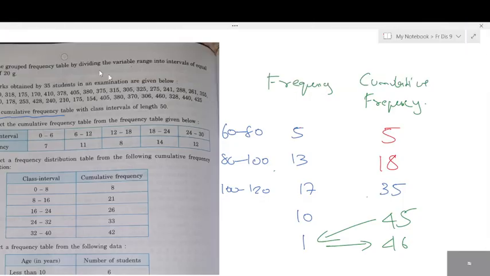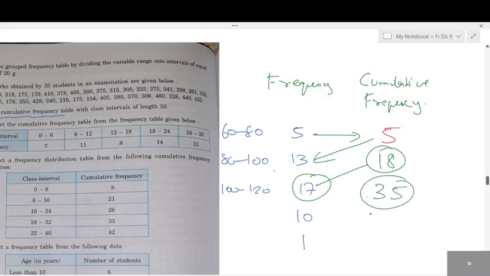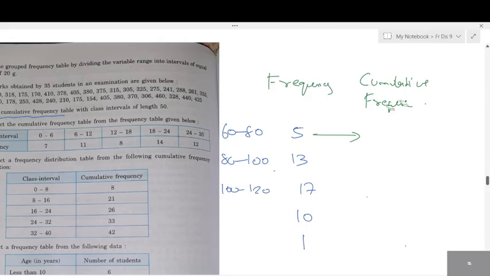Right? So instead of adding everything, I'll teach you the concept. The first value will remain same. Remember this. Second value, add 5 plus 13. How much is 5 plus 13? 18. The next one, add 18 plus 17. 18 plus 17 is 35. Next, which two will you add? 35 plus 10, 45. Next, 45 plus 1. So these are the two ways. You can add one by one, or you can directly add from the previous value. Okay, this is all about cumulative frequency.